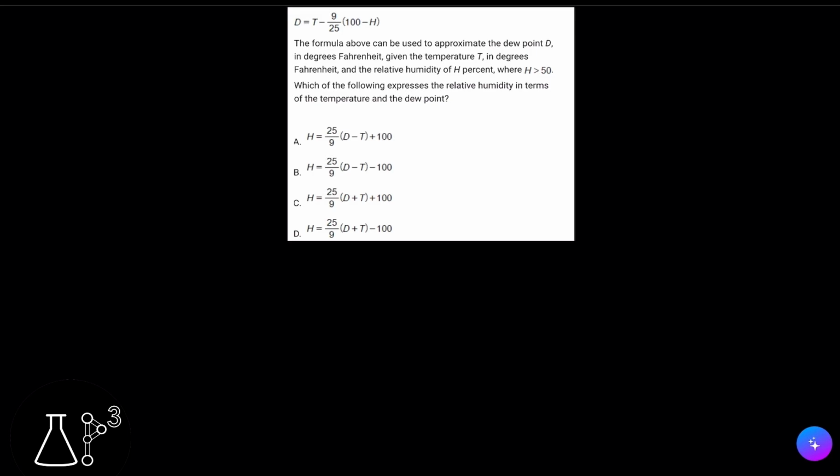So I'm given a formula of D, which is the dew point in degrees Fahrenheit, equals T, which is temperature in degrees Fahrenheit, minus 9 divided by 25, parentheses 100 minus H, which is the relative humidity. So I'm going to rewrite that in blue. I'm going to get D equals T minus 9 divided by 25, parentheses 100 minus H. And as we can see, we are looking for which of the following expresses the humidity in terms of temperature and dew point. So with the information given, we want to isolate H. So that's the goal.